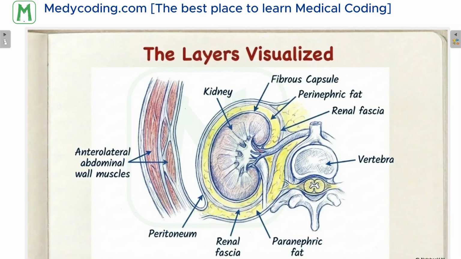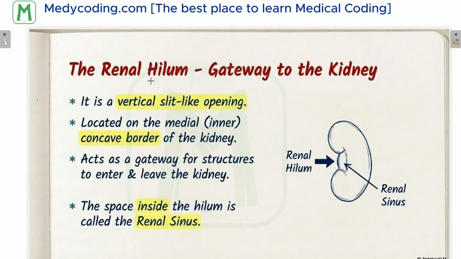So this is the other view of the layers of the kidney that we already saw. Now let's start with the details of the inner structure of the kidney. First of all, we should know what the hilum is. Renal hilum is a very important location in the kidney. As you can see here, this concave area on the medial side of the kidney is known as the hilum. Many structures go through this area, like the renal vein, renal artery, and renal pelvis.